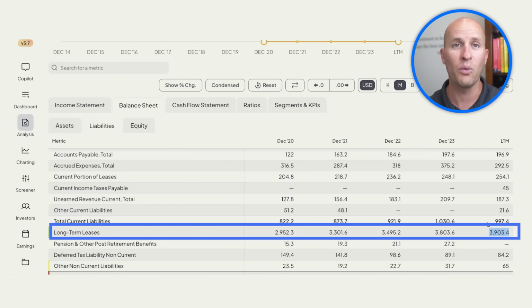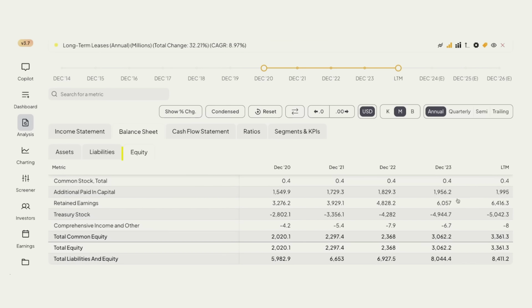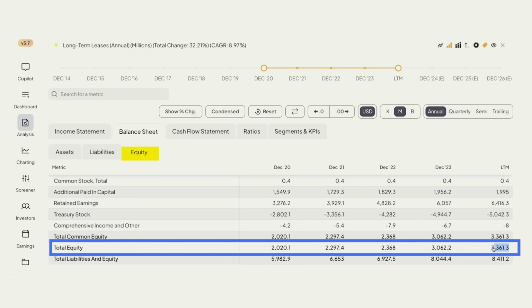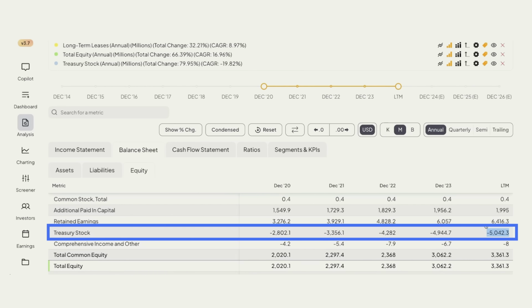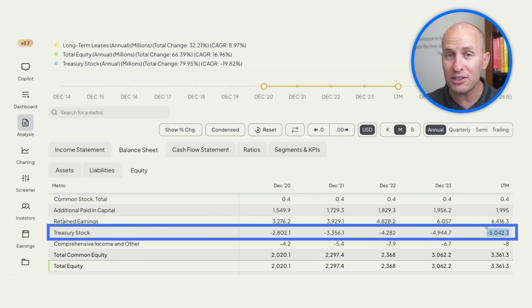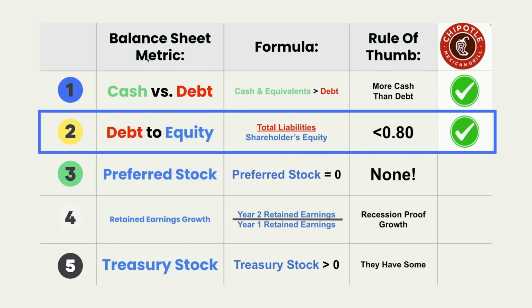So that's thing number 1. Thing number 2 is if we click over to the company's equity section, we'll notice that this company only has $3.3 billion in total equity. However, we see that the company's treasury stock, which is stock that it has repurchased from shareholders, is negative $5 billion. That is actually pulling this number down. So if we adjust for the company's long-term leases and its treasury stock, the company's debt to equity ratio would actually be far below the 0.8 figure. So while you might disagree with me, I am personally going to give this company a check on this figure.